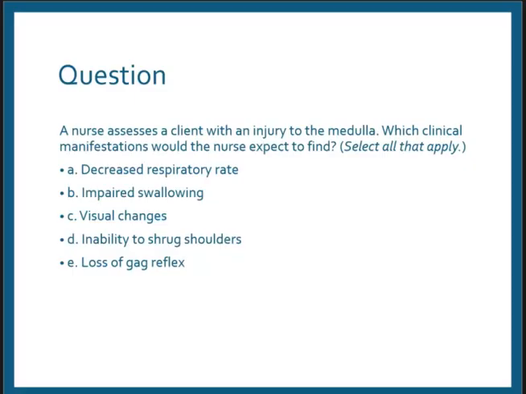A nurse assesses a client with an injury to the medulla. Which clinical manifestations would the nurse expect to find? Select all that apply. So medulla is near your brainstem in the back of the head. So you could have decreased respiratory rate, impaired gag reflex, so impaired swallowing. Not really visual changes, that's your occipital lobe. Inability to shrug shoulders, absolutely. And loss of gag reflex. So A, B, D, and E.